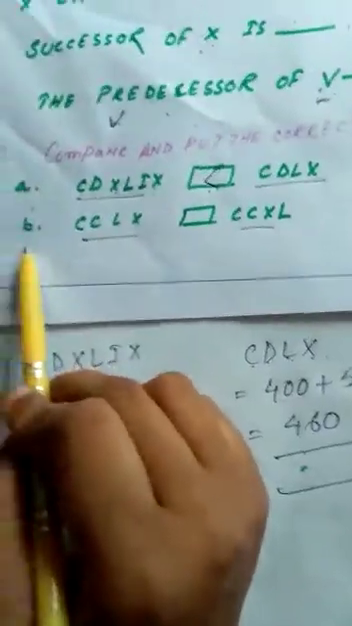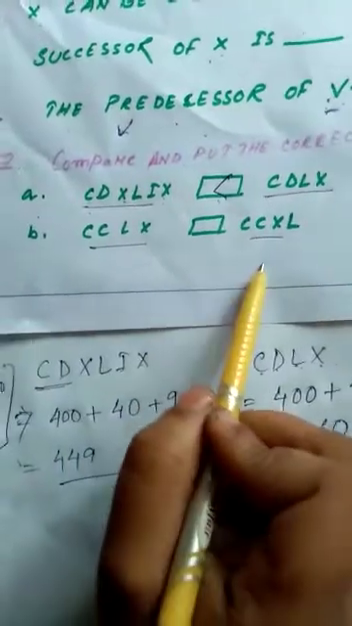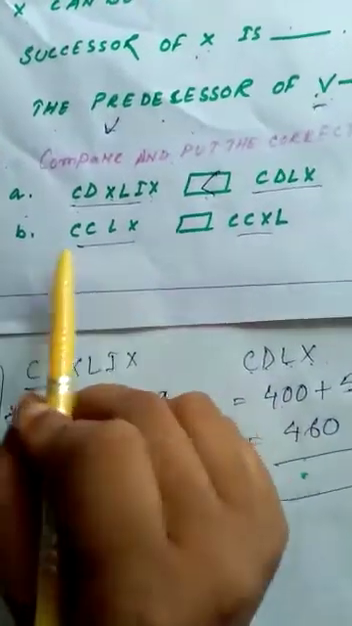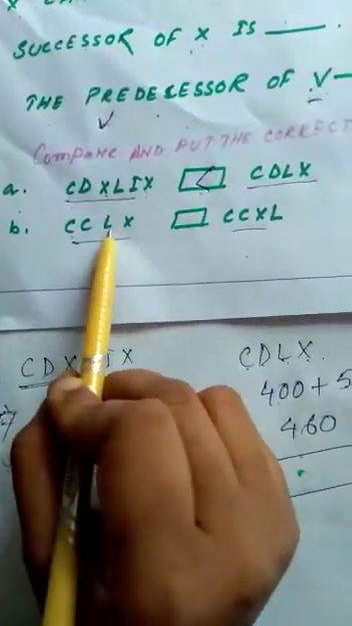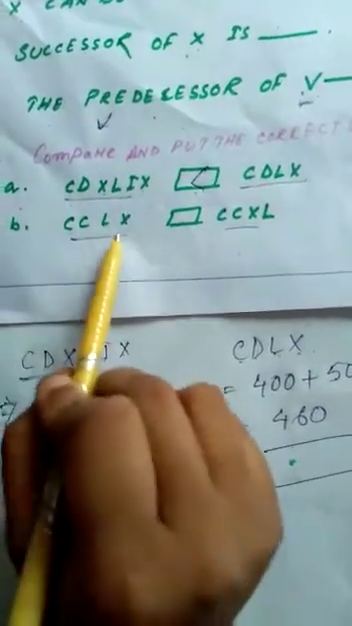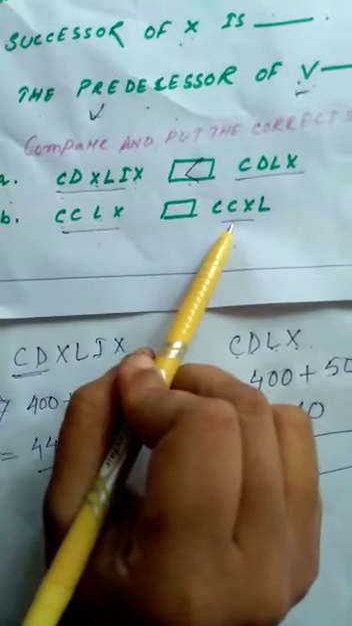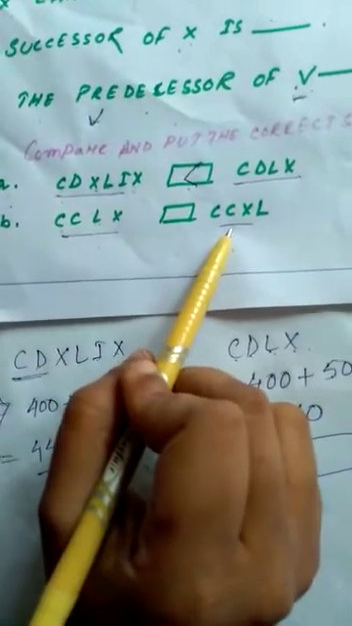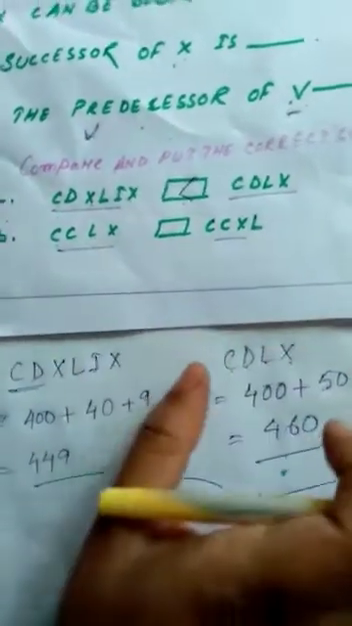Now in B, this can be solved by you. You can compare: 200, then 10, then 50, then 10. So 260, and what does it mean? You can say the answer and then you compare.